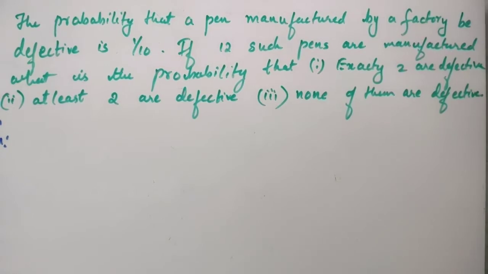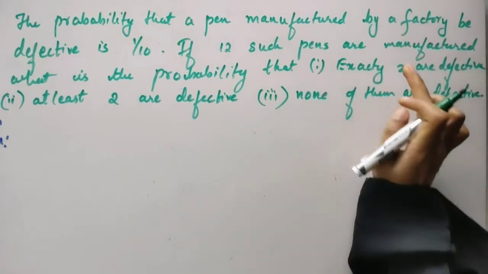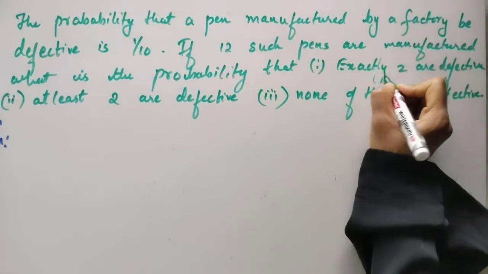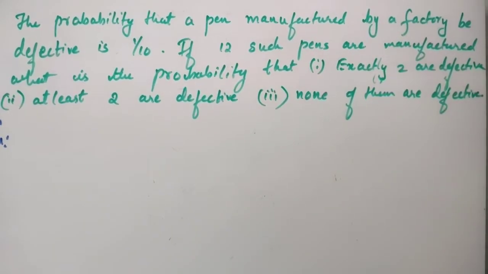The probability that a pen manufactured by a factory is defective is 1 by 10. If 12 such pens are manufactured, what is the probability that exactly 2 are defective? Second, at least two are defective. And third, none of them are defective. So let's see how to solve them.